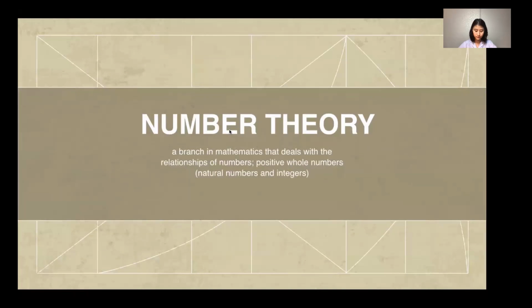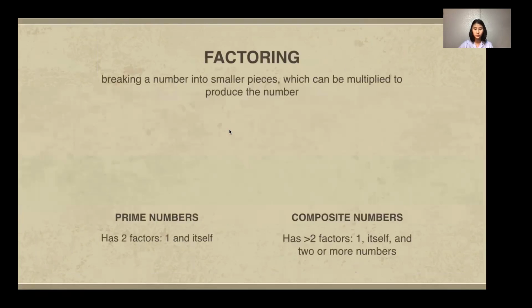number theory. So starting with the definition, number theory is a branch of mathematics that deals with the relationships of numbers, especially positive whole numbers or natural numbers and integers. Although number theory sounds like a really fancy thing, it's actually a fairly simple thing, and we'll be talking about this today. So factoring is breaking a number into smaller pieces, which can be multiplied to produce the number.